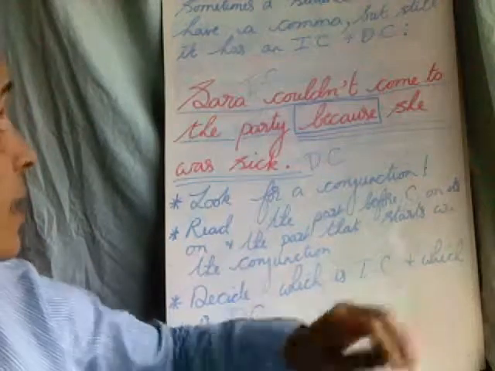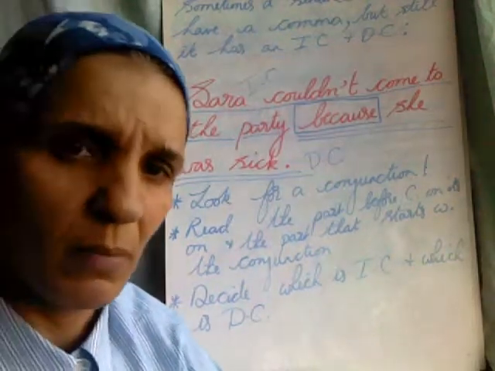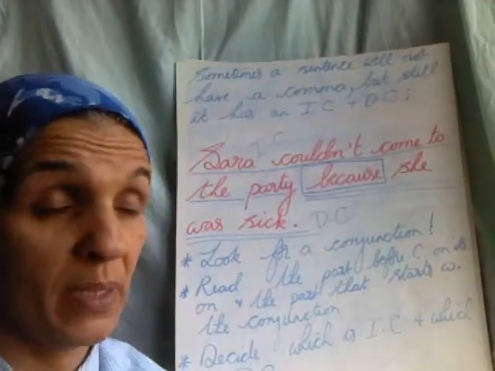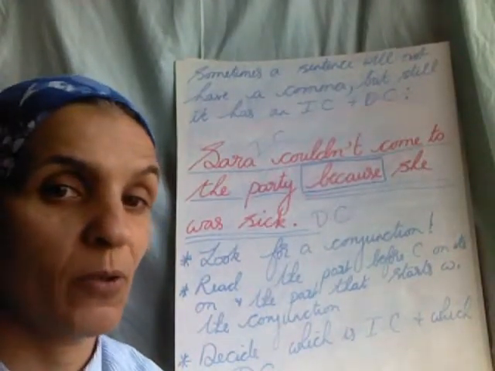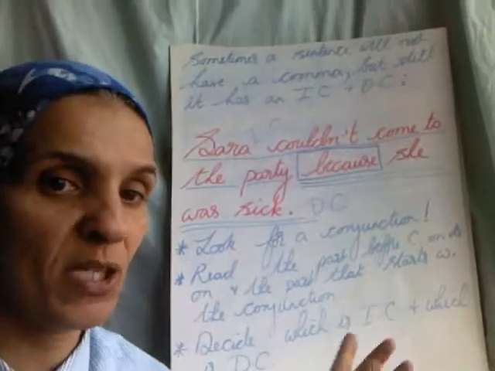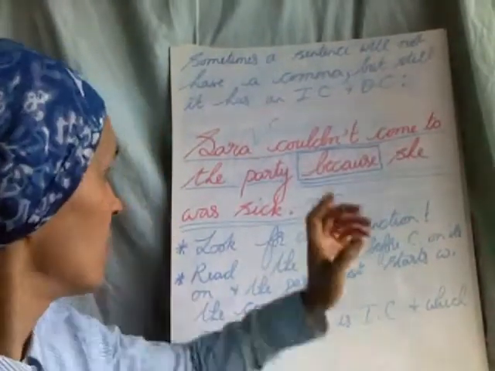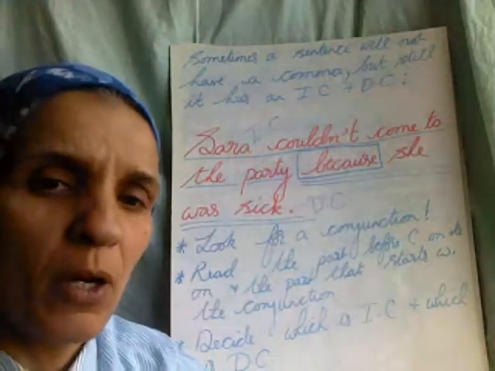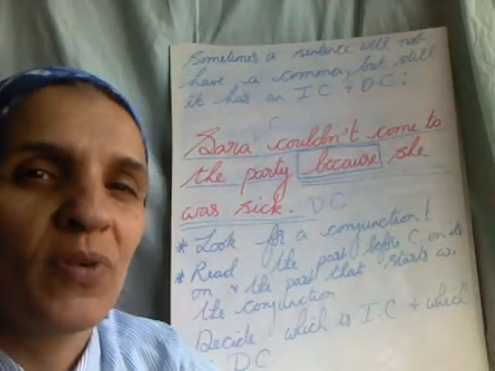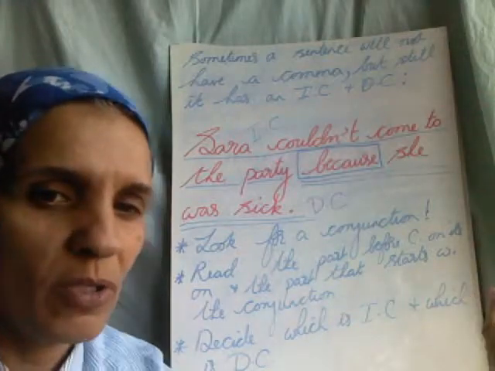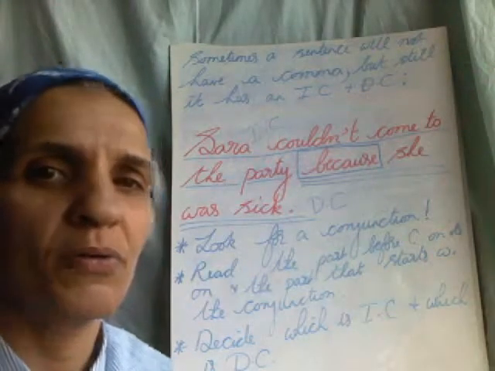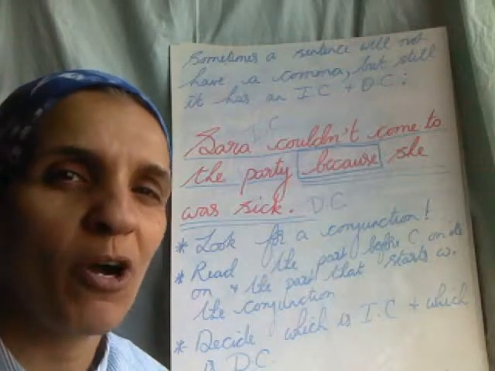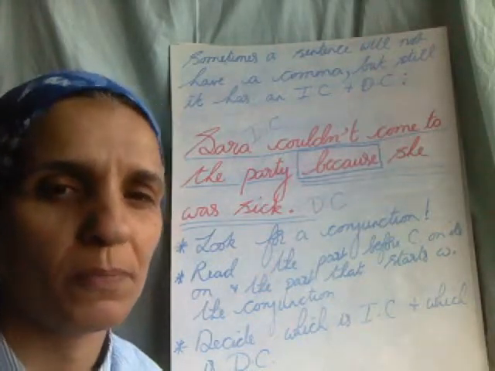Sometimes my sentences might not have a comma, but still there will be an independent clause and a dependent clause. And here's one example. Sarah couldn't come to the party because she was sick. Usually we don't put a comma before the conjunction because. It's just one continuous run-on sentence. There is no comma here. We don't need to put a comma before the conjunction because.